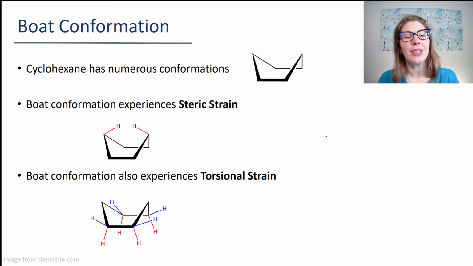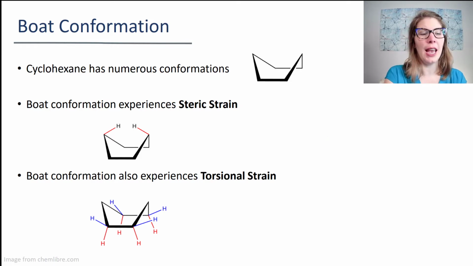Now, cyclohexane does have numerous conformations. The usual ones that you'll see in textbooks are chair, boat, twist boat, but these are the two that we mainly talk about. Boat conformation experiences more strain than your chair conformation. And let's look at the two types of strains that the boat conformation is experiencing. So the first thing is boat conformation is experiencing steric strain.